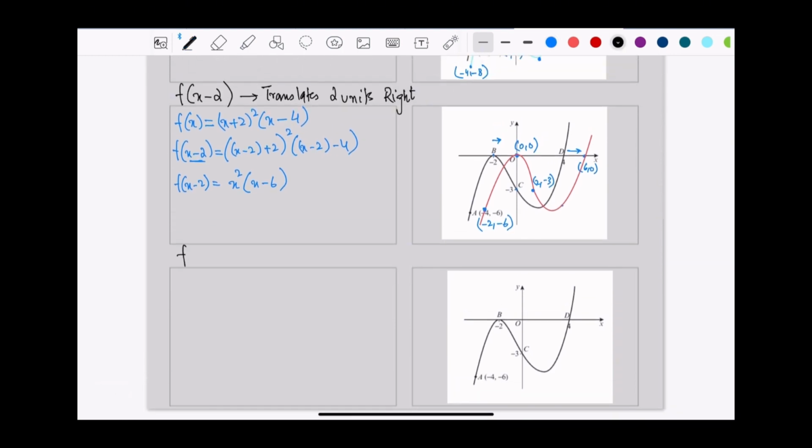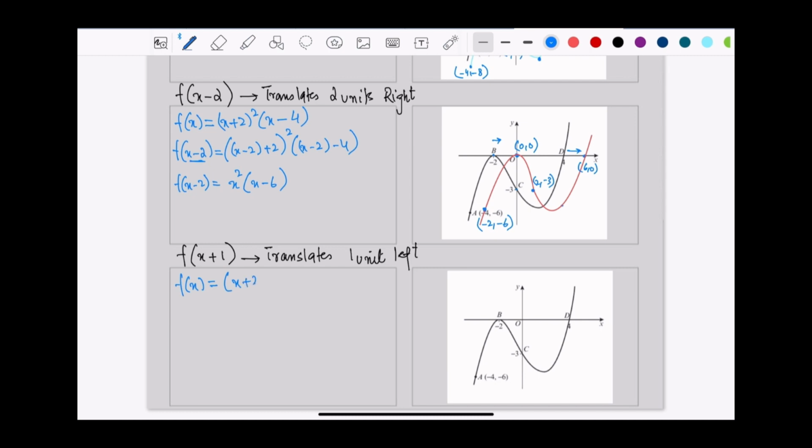Let's take another example here. If I say x plus 1, this is going to be translation 1 unit left. So every coordinate is going to move 1 unit to the left. So first let's look at what the equation is going to be.